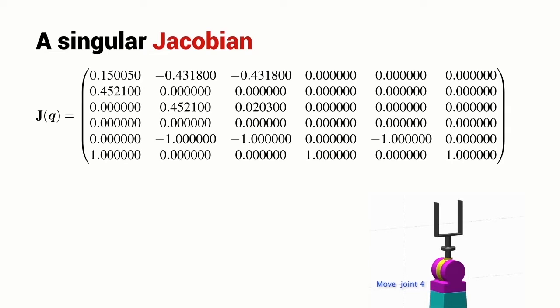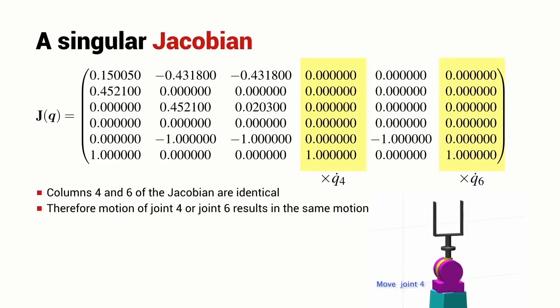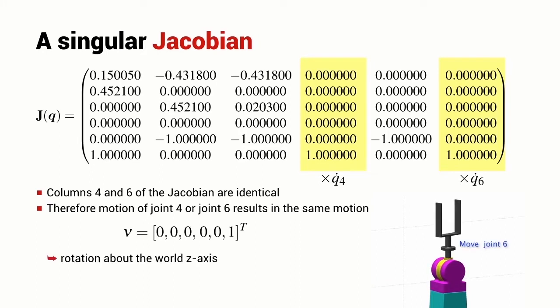The motion of the end effector due to joint 4 is given by this column of the Jacobian matrix, and the motion of the end effector due to joint 6 is given by this column of the Jacobian matrix. You'll notice that these two columns are identical, and that means that they result in the same end effector motion, and in this particular case it is rotation about the world z-axis. We can get the same motion by changing joint 4 or by changing joint 6.